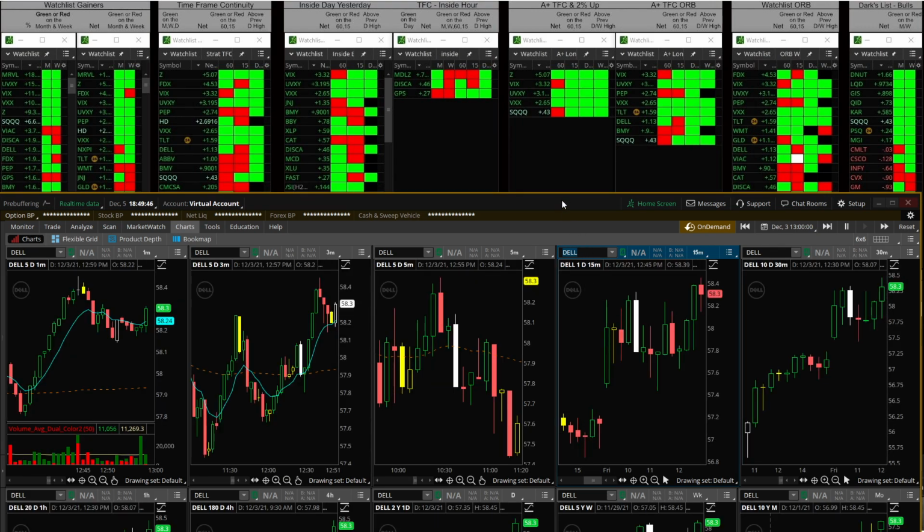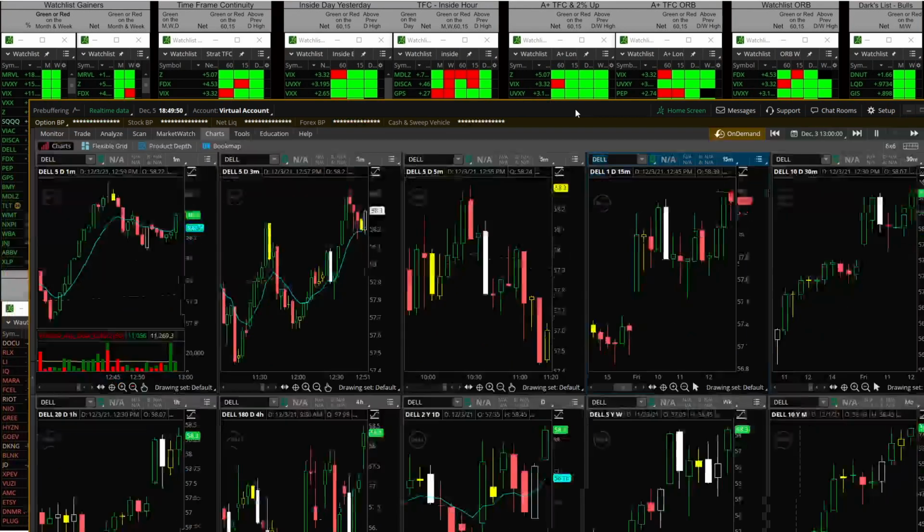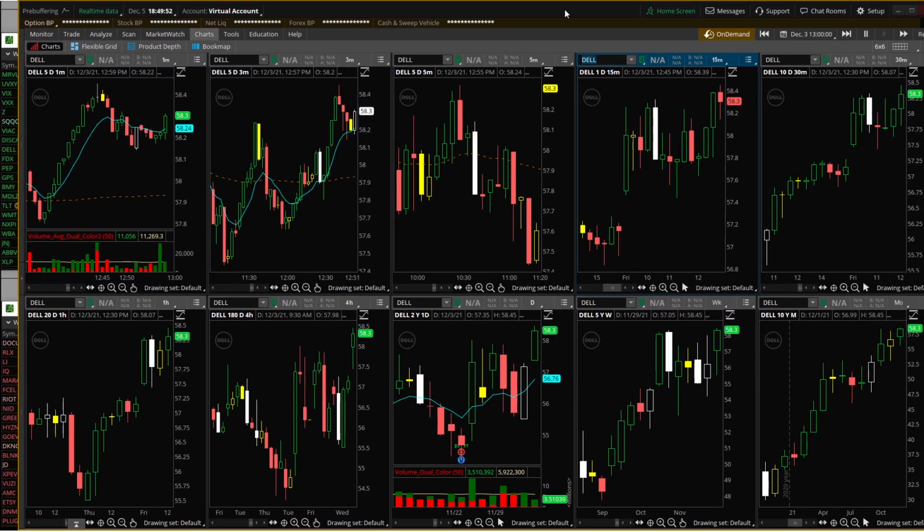Dell is red on the 15, green on everything else pretty much. We are green, green, green, green, green, green, red. So when you see something like this, this is a pullback. When people say, I'm going to get in on a pullback, this stock is running. It broke above, it was a 3 of the previous day, it gapped up and just ran the whole day.